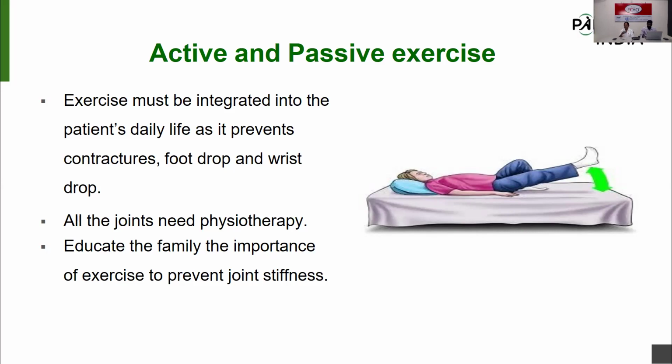Active exercise means the patient himself can do certain small types of exercises. Passive means with the help of the caregiver, the patient will be able to do certain joint exercises. For example, if the patient is bedridden or a paralysis patient is not able to fold the legs, we take the help of the caregiver and fold the legs and then keep them straight like that, right?